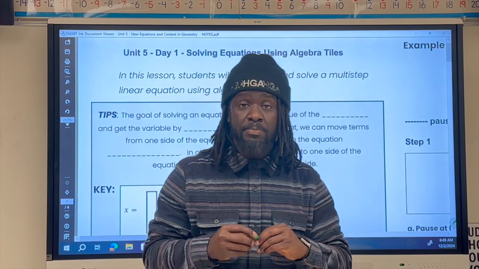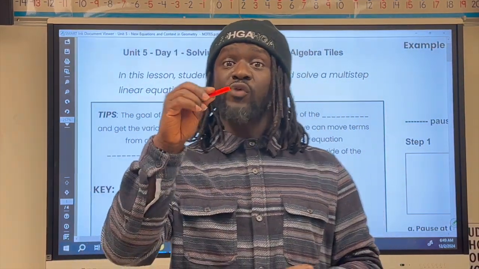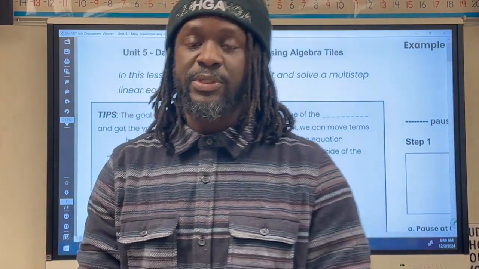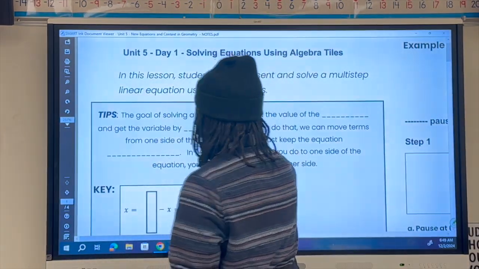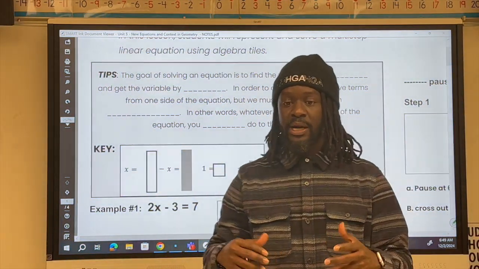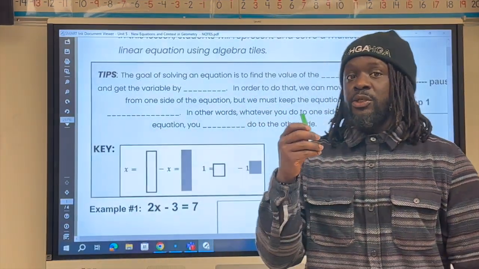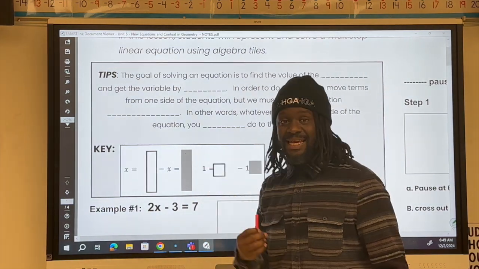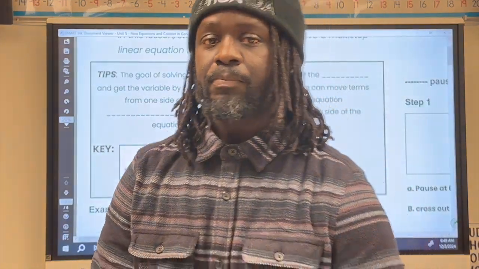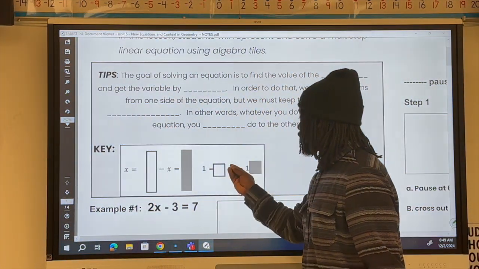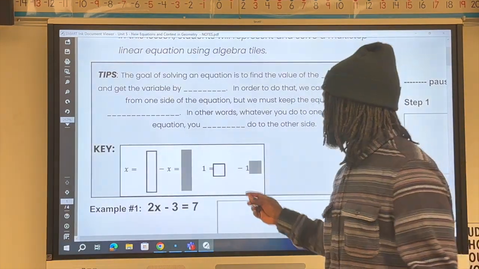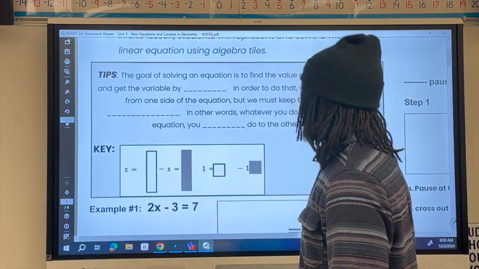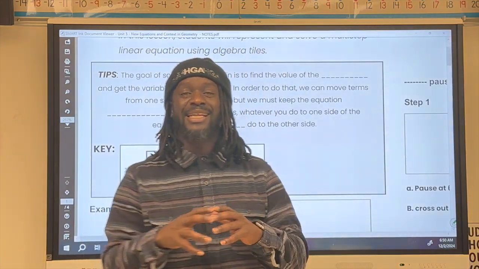And so if you will remember from previous units, whenever you have a rectangle, this represents an x, all right? And then when you have a square, this represents a 1. And if you will remember, when it is a white or a green rectangle, it represents x. And then when it is red, that represents a negative x. And then the same for the square, right? A yellow square, or sometimes it could be a green, represents a positive 1, while a red represents a negative 1.